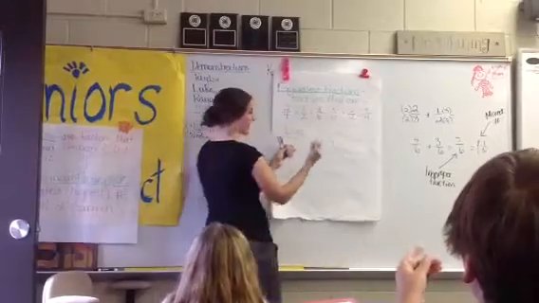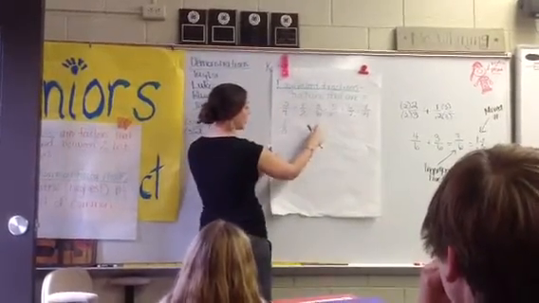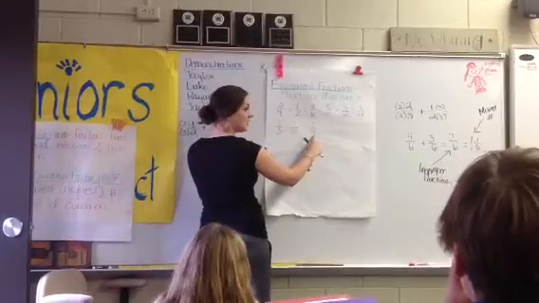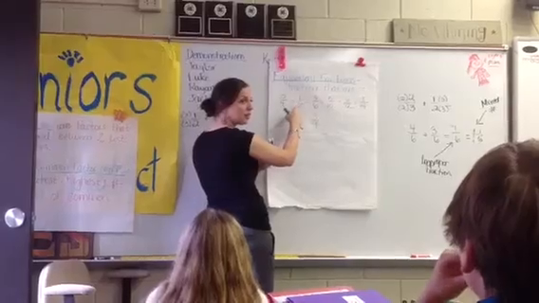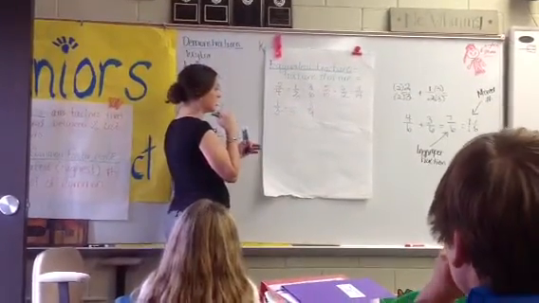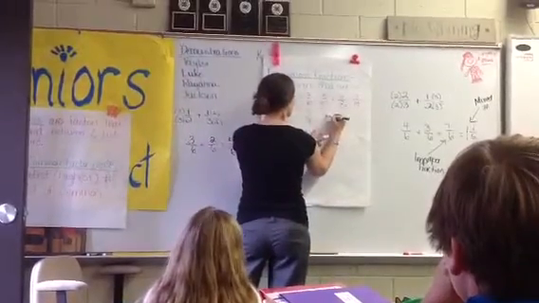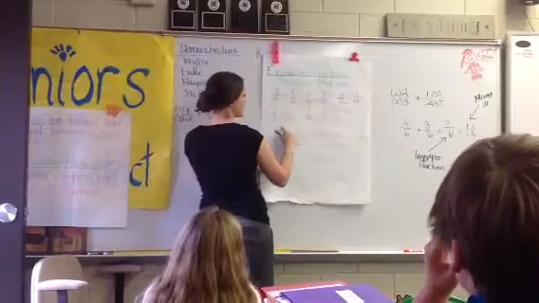3/9. If I do 1 times 3, I get 3. And 3 times 3 is 9. No, 6/12ths would be half. But I could do 4/12ths. I could do 1 times 4 and get 4, and 3 times 4 and get 12.